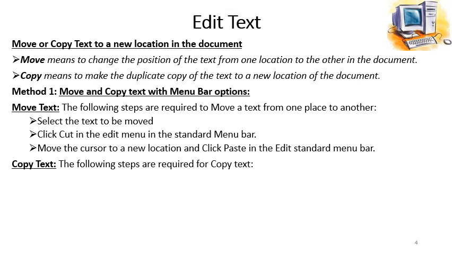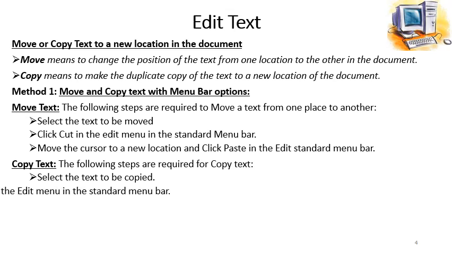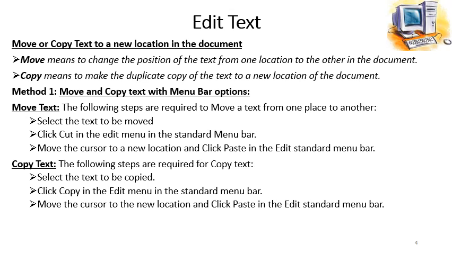Now copy text. The following steps are required for copying text. First step is select the text to be copied. Second, click copy in the Edit menu in the standard menu bar. Move the cursor to the new location and click paste in the Edit menu. So in both operations, at the end we have to apply the paste command. We have to click on the paste command to move the text or to copy the text to the new location.